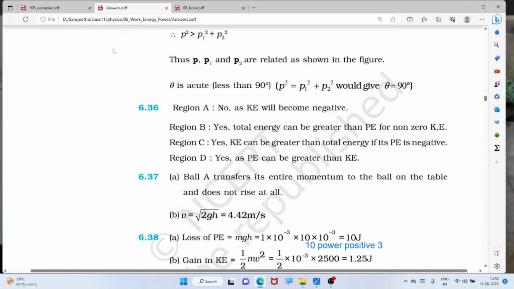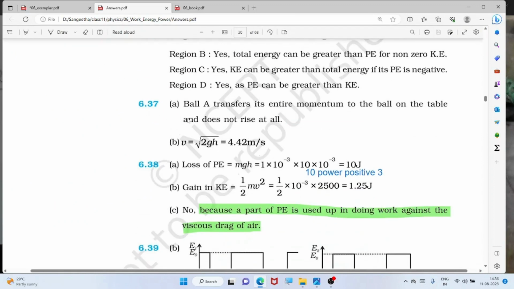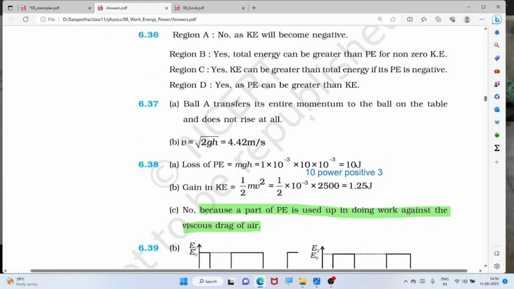Question 37. The ball here transfers the entire momentum to the ball on the table and does not rise at all. This formula I already showed you.